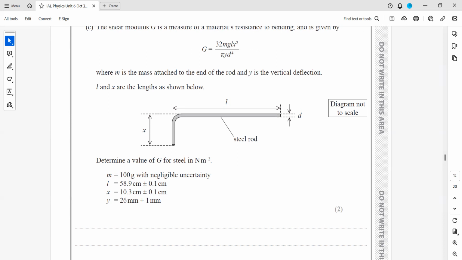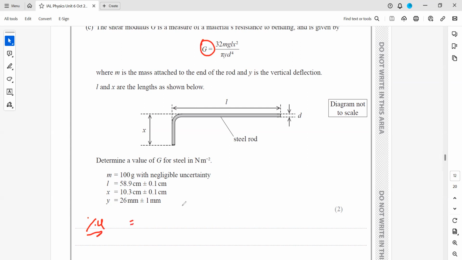And when you're working out the percentage uncertainty, unit conversion is not important, because when you have the percentages, even if the data is in millimeters or meters, it does not make any difference. So unit conversion is not important. How can we work out the percentage difference in the value of G?